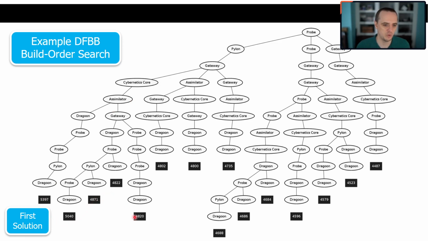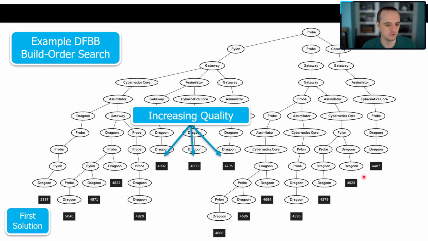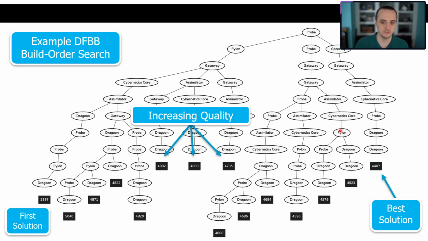Left to right here, I've plotted every new better build order that I get. The build orders that I see from left to right as I search longer and longer are of increasing quality. So it goes 5040, 4800, 4700, 4600. By the time I've gotten to here, if I let it search for a few more seconds, I've gotten a build order that might be minutes shorter. And yes, I want to let the search go until it finishes, and I would get to the best possible solution.